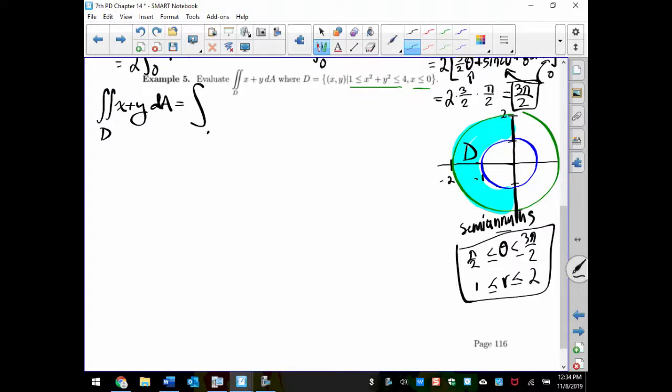So theta ranges from pi over 2 to 3 pi over 2, and the radius ranges from 1 to 2, and x is r cosine theta, and y is r sine theta, and we want an r dr d theta. Anytime you convert from a regular rectangular coordinate integral to a polar integral, you've got to remember to do that r dr d theta. Okay, that looks good.